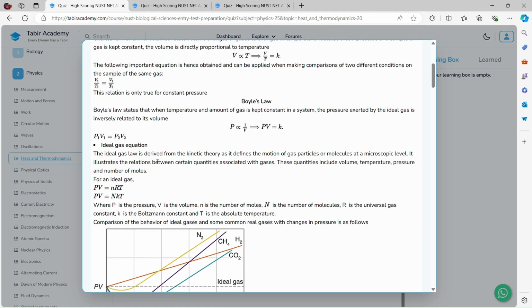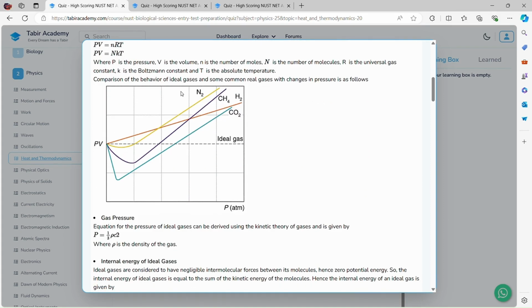Ideal gas equation. The ideal gas law is derived from the kinetic theory as it defines the motion of gas particles or molecules at a microscopic level. It illustrates the relations between certain quantities associated with gases. These quantities include volume, temperature, pressure, and number of moles. For an ideal gas, PV equals nRT, where n is your number of moles and R is the universal gas constant. Here PV equals NkT, where N, capital N, is your number of molecules and k is the Boltzmann constant.